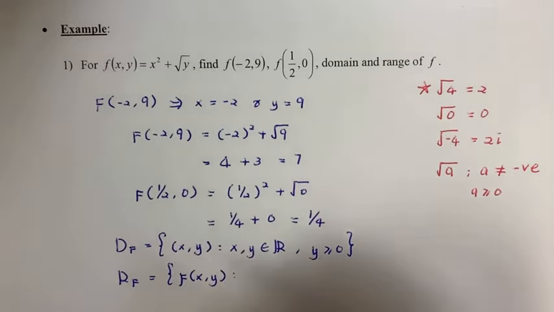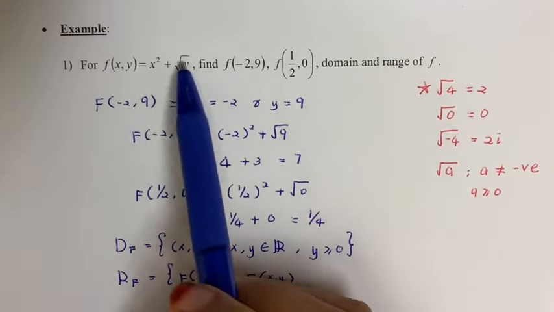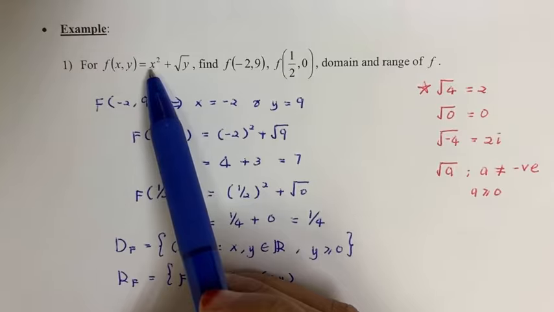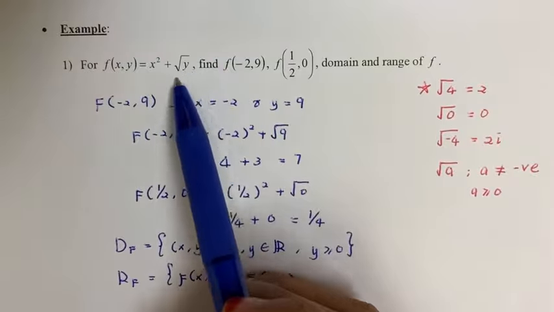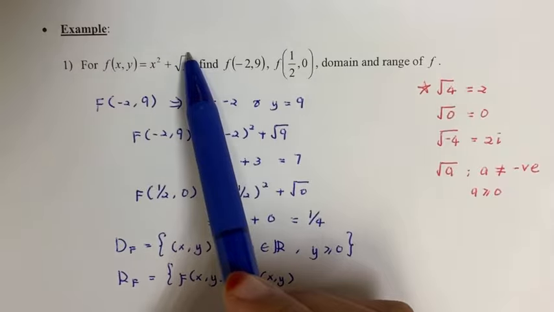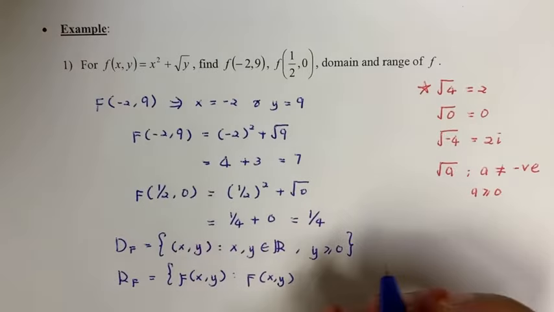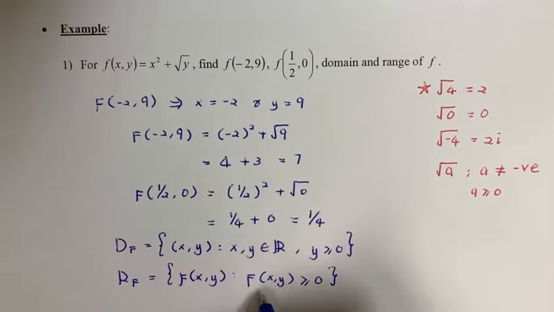Okay, so here, this is always positive, because you have (-2) square, you will have 4 here. And then this one, since you just consider y a positive number, this will give you a positive value. So since here you have a positive value plus a positive value, your range will always be a positive number. So this is how you write the range.